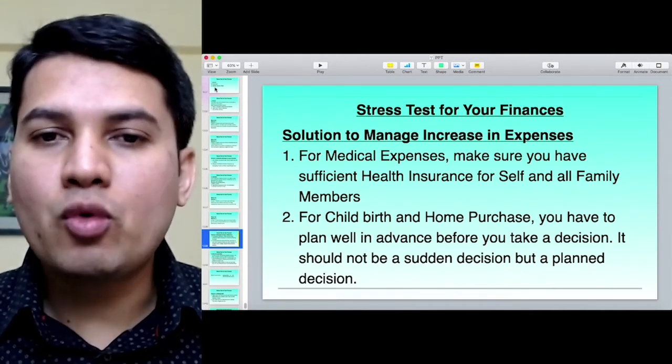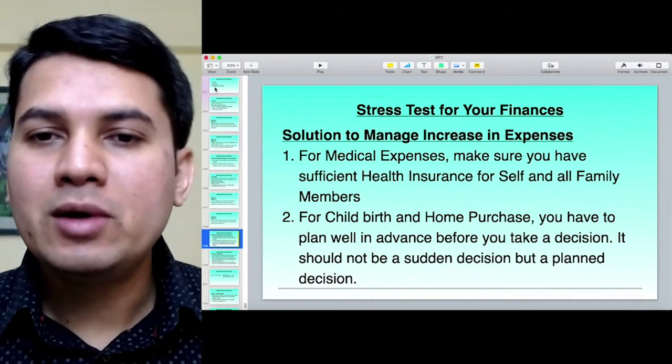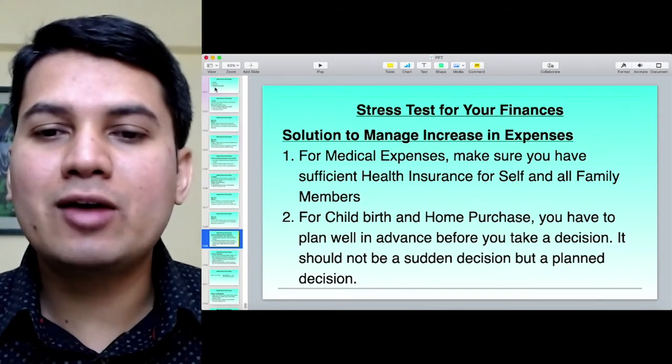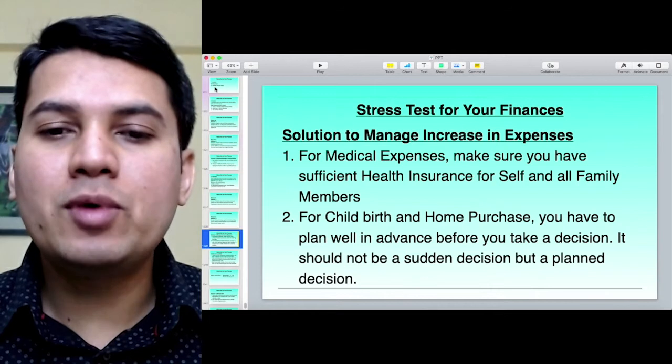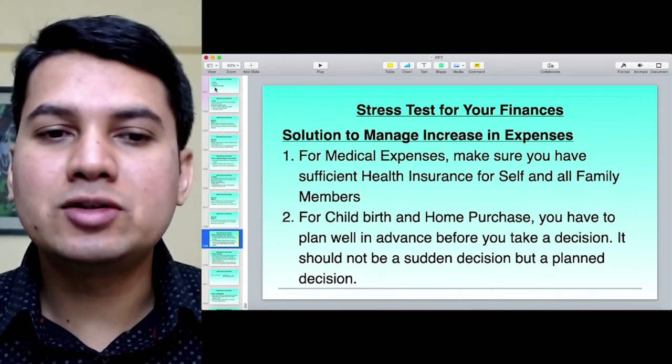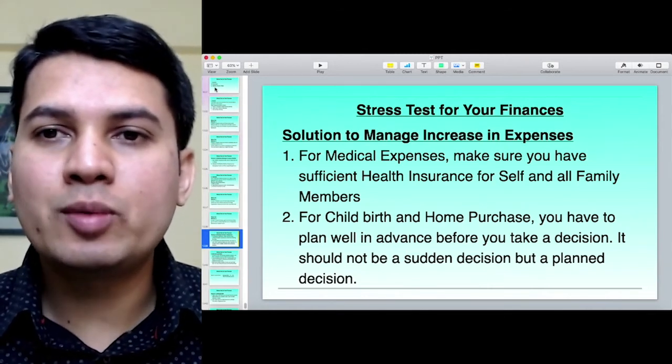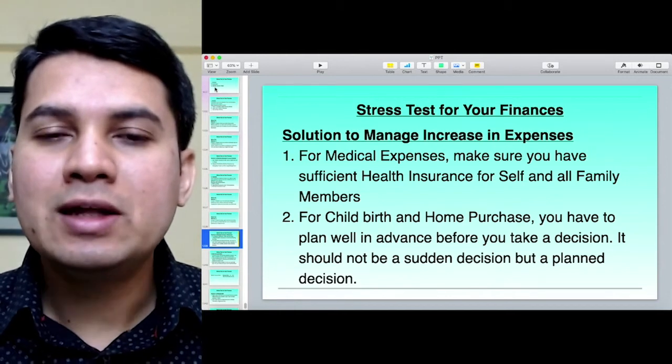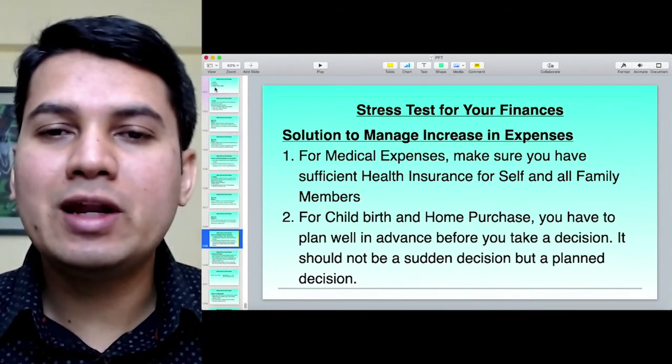You need to write down what are the expenses which are likely to come. Do I have the resources to take care of all those things? It should not be a sudden decision but a planned decision. Whether it's childbirth or house purchase, it has to be a planned decision. That's the time you are ready with your financial resources.